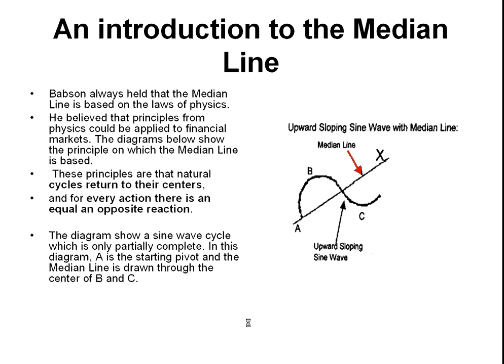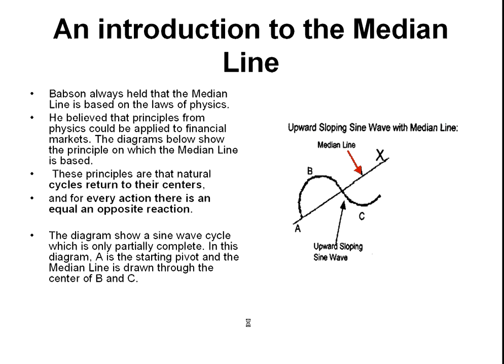Babson always believed that you could apply the laws of physics to the financial markets, and there were two principles which he used to do that. He believed that natural cycles would return to the centres, and that for every action there was an equal and opposite reaction. If you think of this in theoretical terms, there's a sine wave drawn on the right hand side here. Point A would be the start of a trend, and point B would be the end of the leg. The pullback would be point C, and from point A through pivots B and C we could draw a centre line, also known as the median line.